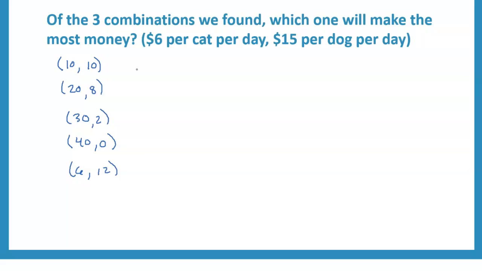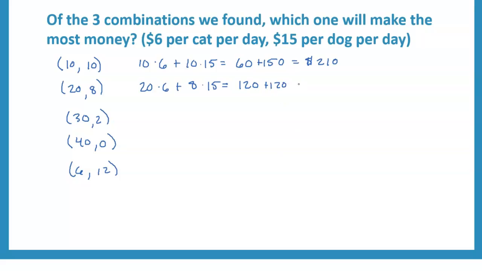So here we have 10 cats and 10 dogs, so we'll have 10 cats times $6 per day, plus 10 dogs times $15 per day. That equals 60 plus 150, which is $210. We do the same pattern here, 20 cats times $6 per day, plus 8 dogs times $15 per day. 20 times 6 is 120. And 8 times 15, I think that's actually also 120. 120 plus 120 is 240.